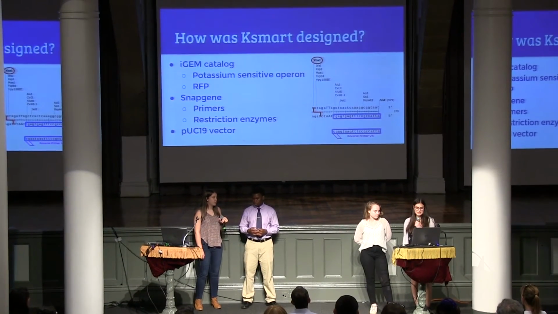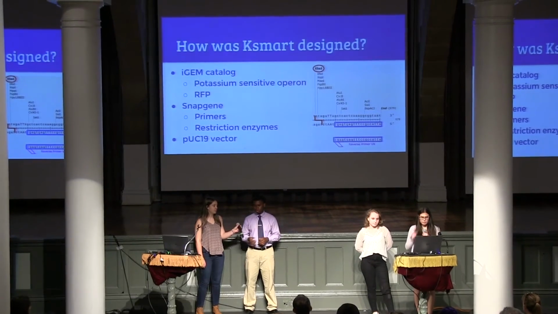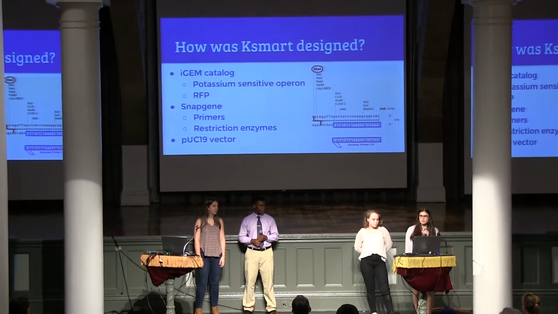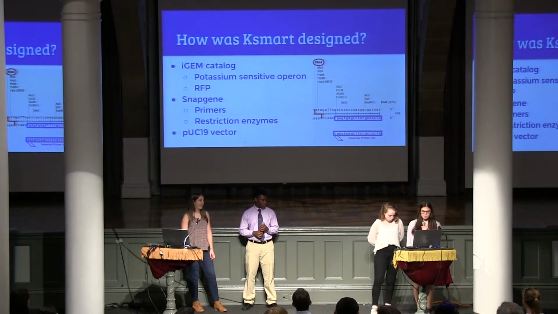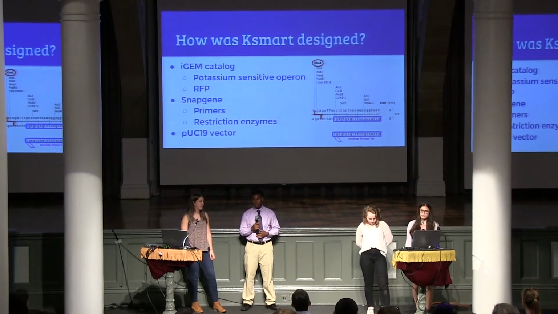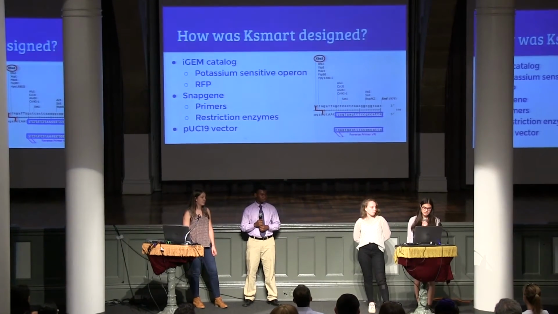And so K-Smart was designed by using the iGEM catalog, which had a bunch of parts of DNA that we could use to detect our potassium. And so we used a potassium-sensitive operon, and we combined this with the RFP gene, or the red fluorescent protein gene.